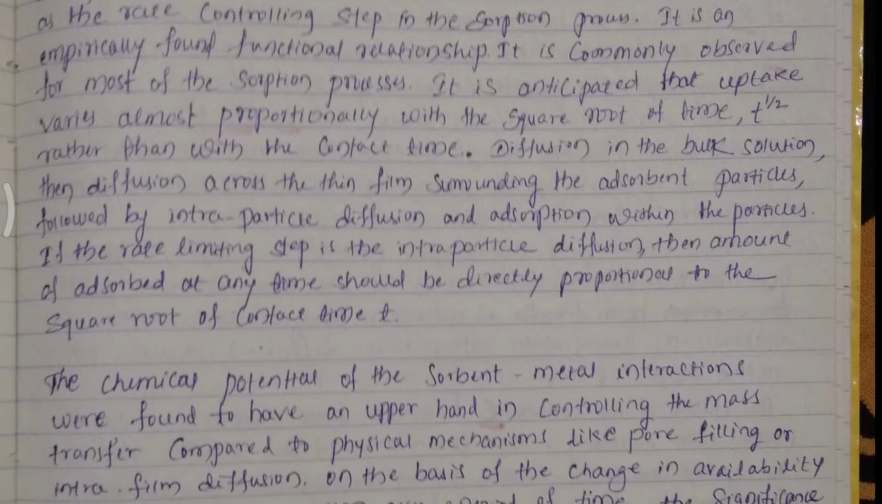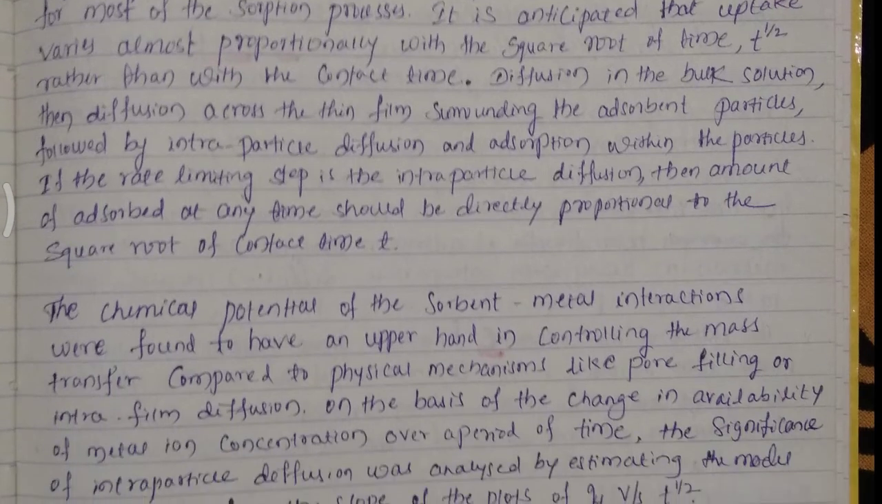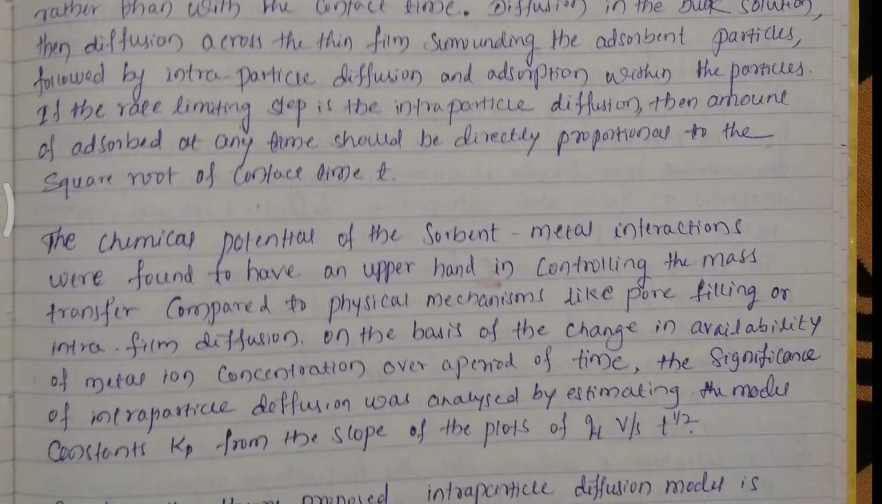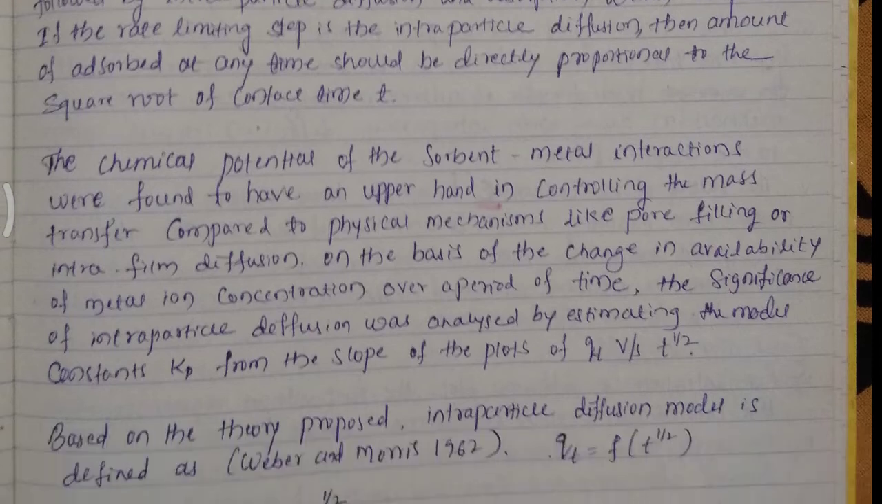The chemical potential of the sorbent-metal interactions was found to have the upper hand in controlling the mass transfer compared to physical mechanisms like pore filling or intra-film diffusion. On the basis of the change in availability of metal ion concentration over a period of time, the significance of intraparticle diffusion was analyzed by estimating the model constant Kp from the slope of the plot of Qt versus t raised to 1/2, that is, square root of t.